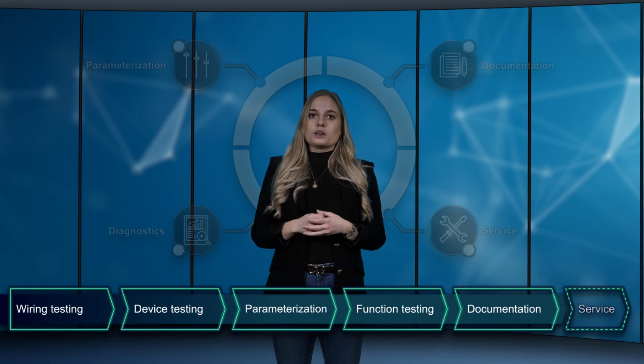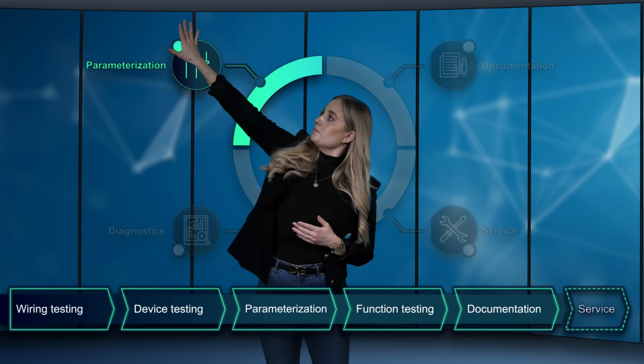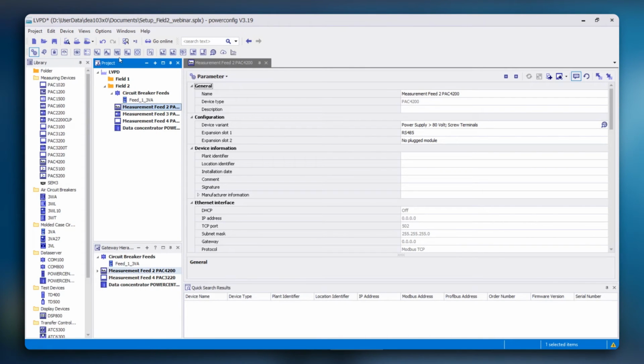At first, we look at the parameterization. We are using the network scan function in powerconfig to identify devices within our network range, change their communication parameters, and load the devices into our project. First, we make sure the data server is connected to our computer with an Ethernet cable and that the IP address of our computer is in the desired networking range.